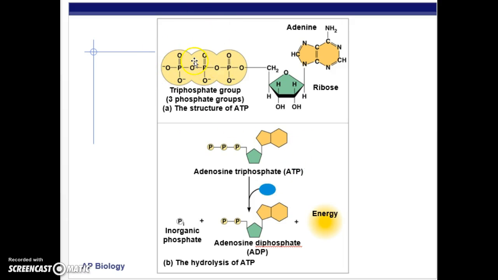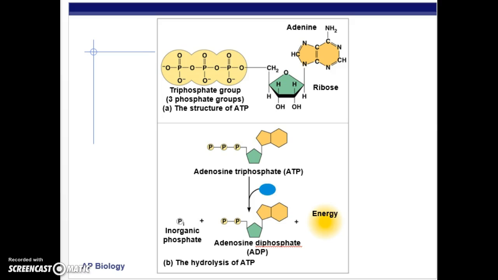The bonds between these phosphate groups can be broken by hydrolysis, and when the last one, the terminal phosphate bond, is broken, you get a molecule of inorganic phosphate released. This is an exergonic reaction, so you get a release of energy. Under standard conditions, the delta G for this removal is negative 7.3 kilocalories per mole.